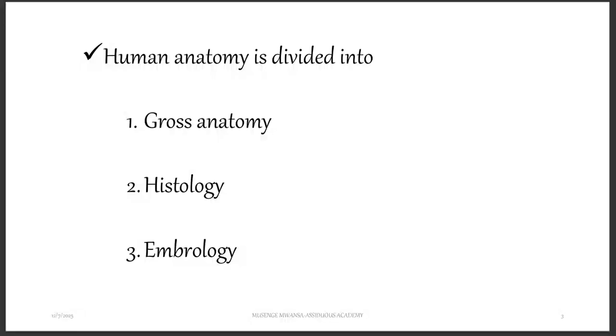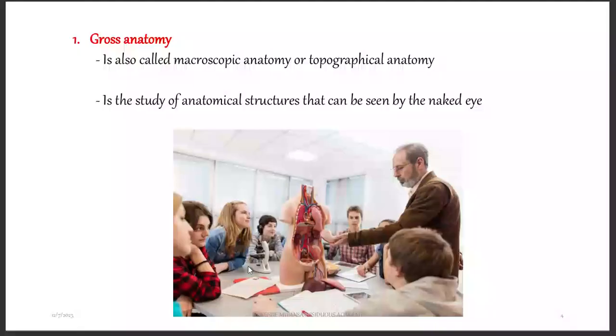Okay, now anatomy is divided into three components. You have got gross anatomy, histology, and embryology. So, gross anatomy is where you study things that you see with the naked eyes. Okay, basically, you are studying the macroscopic. Macroscopy means without a microscope. It's big, you can see with the naked eyes.